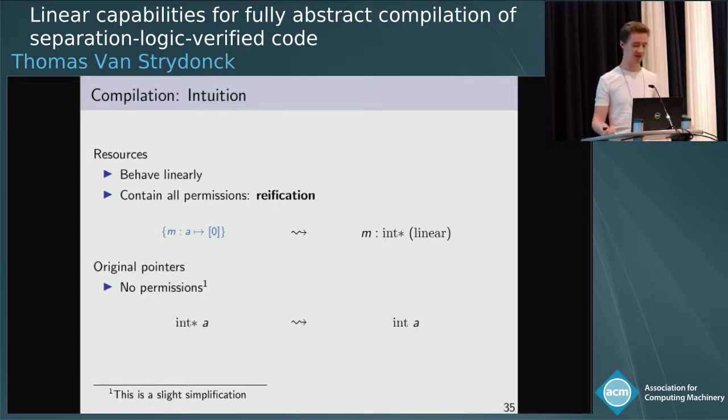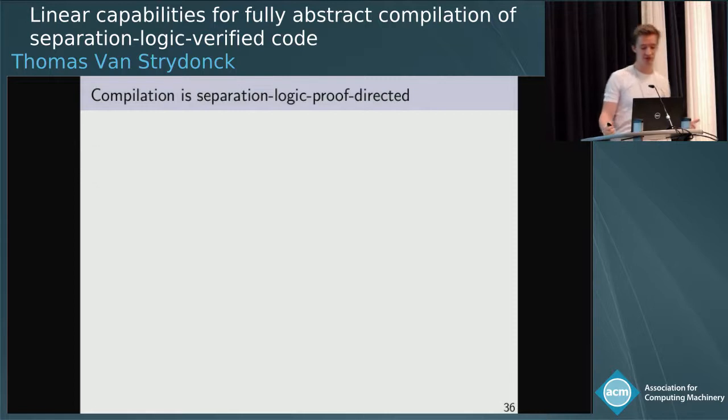Now, on the other hand, the original pointers we have in our source program, such as the integer pointer A, do not really represent permissions, because we cannot use them to access the heap in a separation logic proof if we do not also have this resource M. So we can just safely compile them down to regular integer pointers, and we keep those for regular address arithmetic and stuff relating to addresses. So that's the intuition behind our compiler.